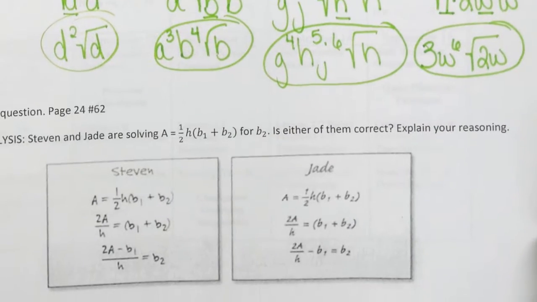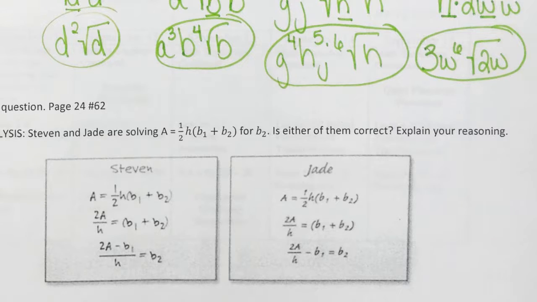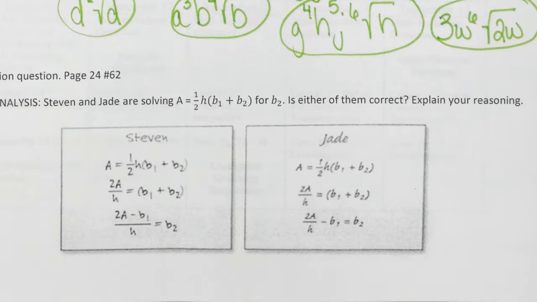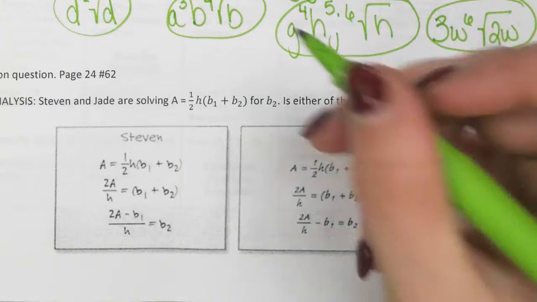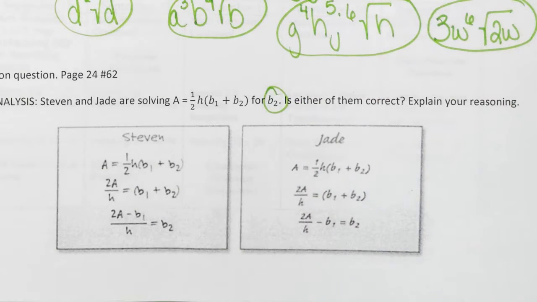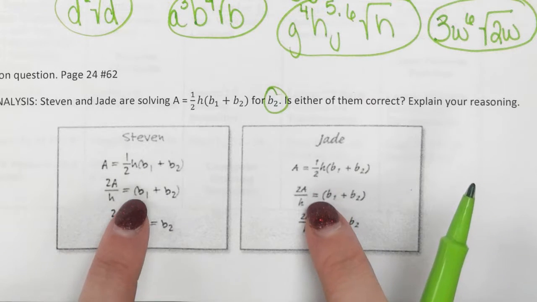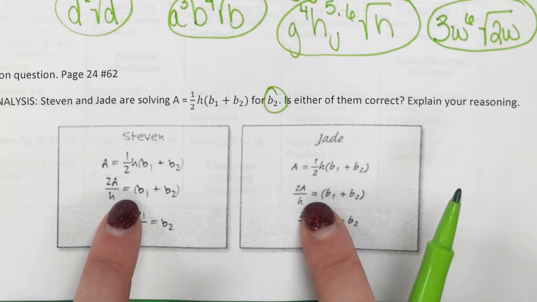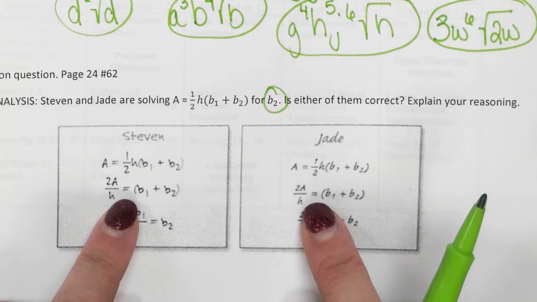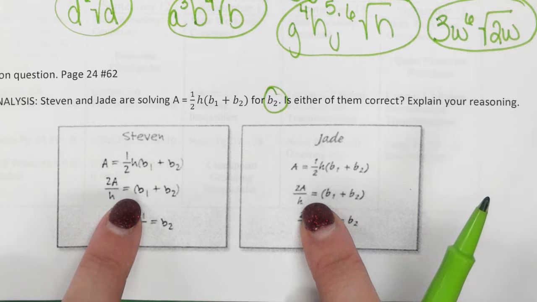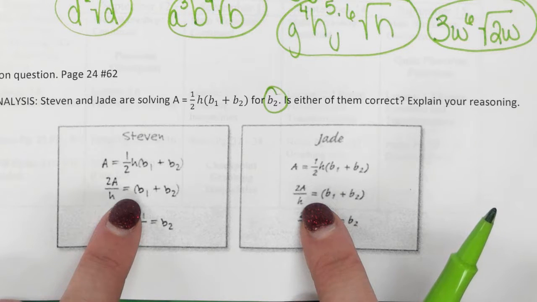All right, last one. Here we go, justification. So you got Stephen and you got Jade, and they're supposed to solve that trapezoid formula for what? B sub 2. Very good. All right. So the first step, they moved that 1/2 H, right? Did they both do it right? On the first step? They're the same on the first step. Are they okay on the first step? Yes. All right, what about the second step?